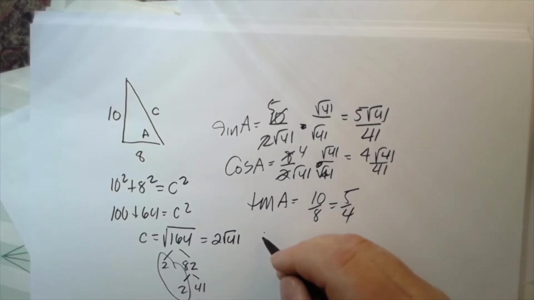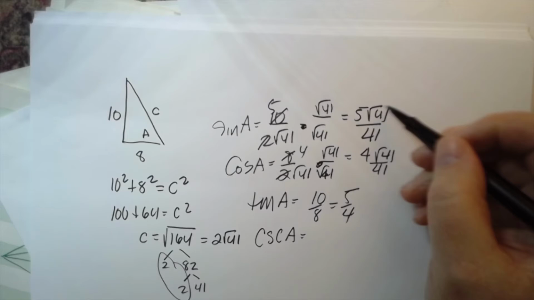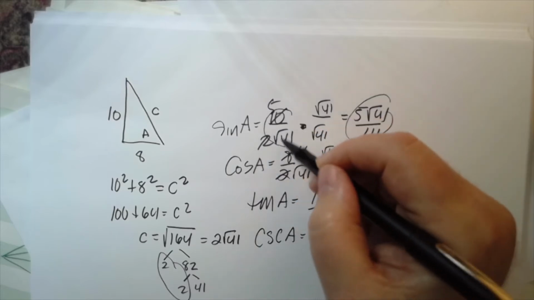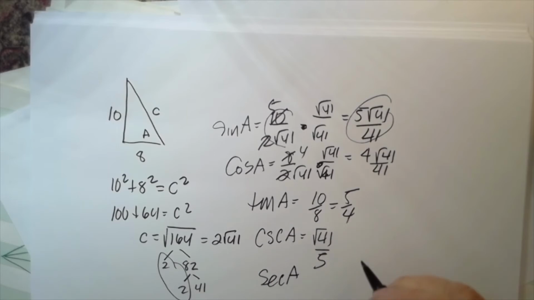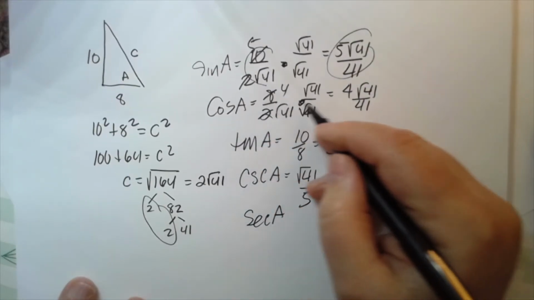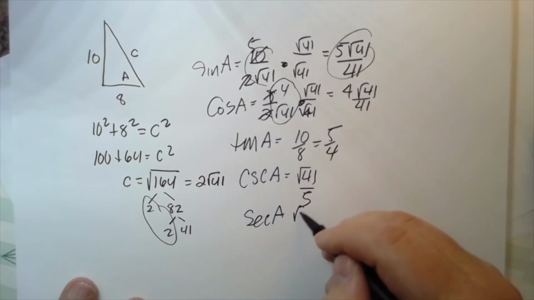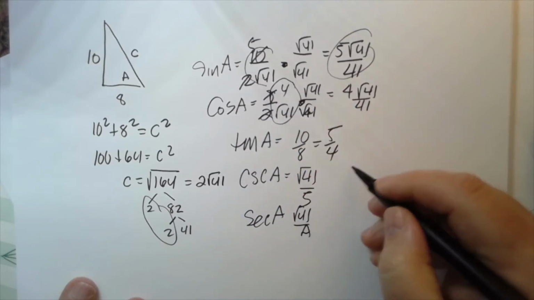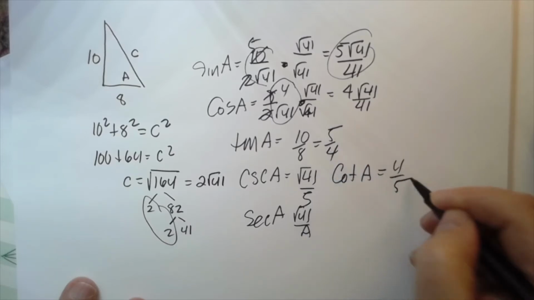Let's see, like cosecant, it's the reciprocal of sine. So instead of using this one, let's go back to this guy right here. We're at 5 over, so this would be 41 over 5. And then if I do secant of A, that's the reciprocal of this one. So let's not use this one. Let's go back to here. We're at 4 over 41 and just flip it over. So it's the reciprocal. And then cotangent of A, just the reciprocal of that would be 4/5.